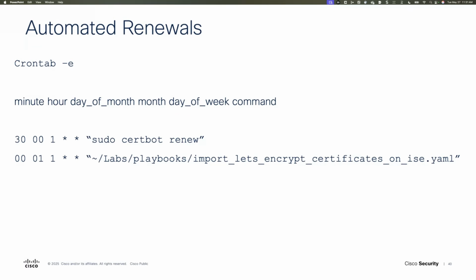As you see, the entries that I put in here is the minute is 30. So 30 minutes after the hour of 00. So 12:30 in the morning on the first day of every month, because the stars mean every. So every month, every day of the week, it doesn't matter which month or what day of the week, the first day of every month at 12:30 in the morning, I'm going to run the renewal process. And then half an hour after that at 1 o'clock in the morning, I'm going to run the playbook that says, take the certificate that I just renewed and upload that to ISE. Okay.